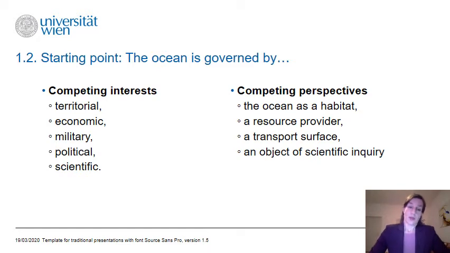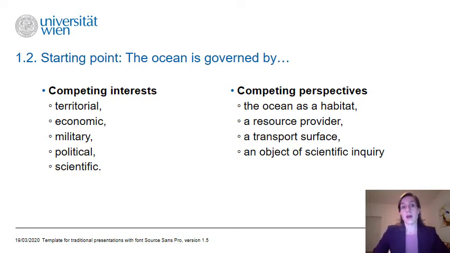The starting point of this lecture is the recognition that the ocean is governed by competing interests and competing perspectives. So what does that mean? Competing interests means that states and other actors have always had territorial interests in the oceans, economic interests, military interests, political and scientific interests. And these interests are sometimes in line with each other, and sometimes they exclude each other and challenge ocean protection.